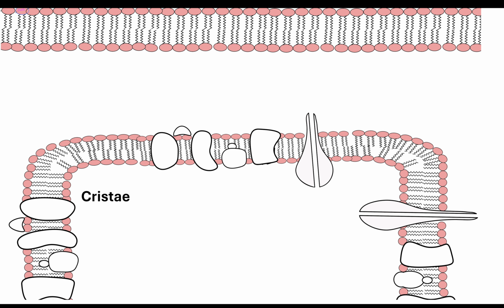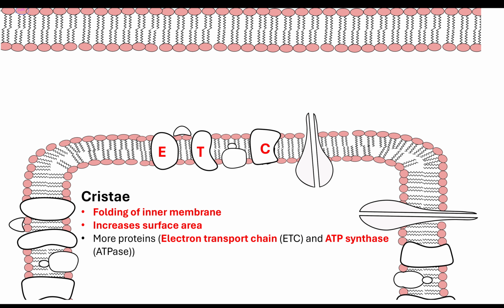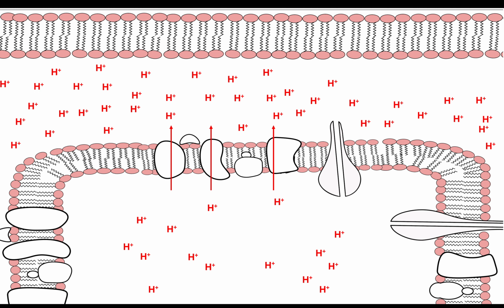What we also have is the cristae, which is the folding of the inner membrane. Now, the folding of the inner membrane increases the surface area, and that means that more proteins, electron transport chain, and ATP synthase can be housed within this inner membrane. So this is really important way in which the structure of the mitochondrion is necessary for its function, and its function is oxidative phosphorylation. So let's look at that now then.